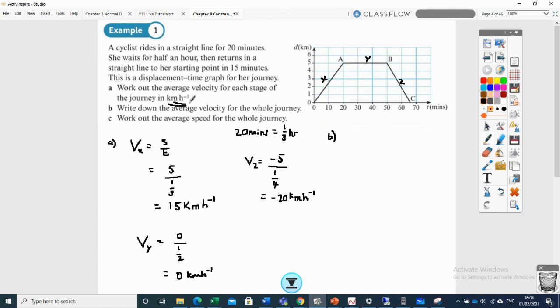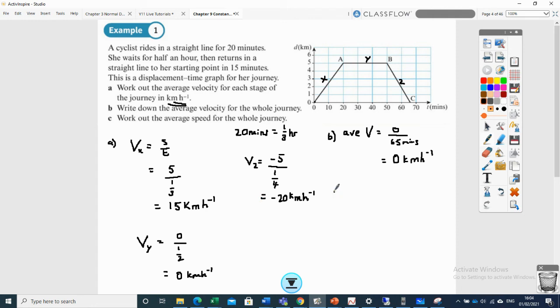Part B, write down the average velocity for the whole of the journey. So the average velocity is equal to the total displacement. So from the start to the finish. So at the finish, the displacement is actually 0 because it's at the starting point, divided by whatever it is, 65 minutes. So the average velocity is 0 kilometers per hour.